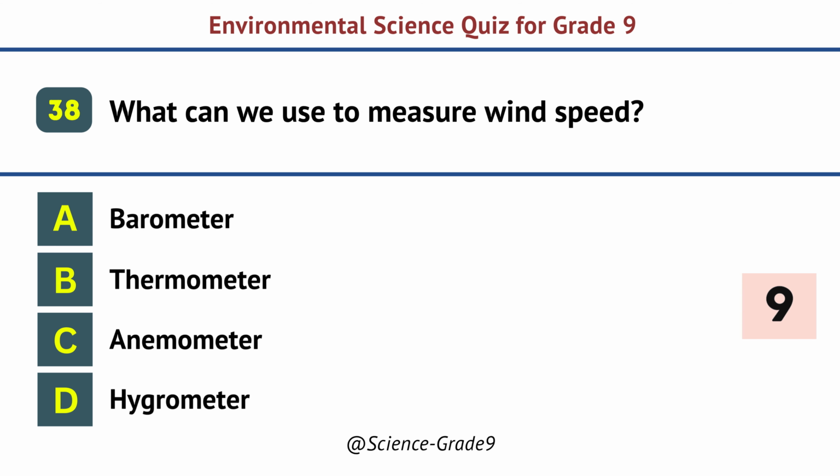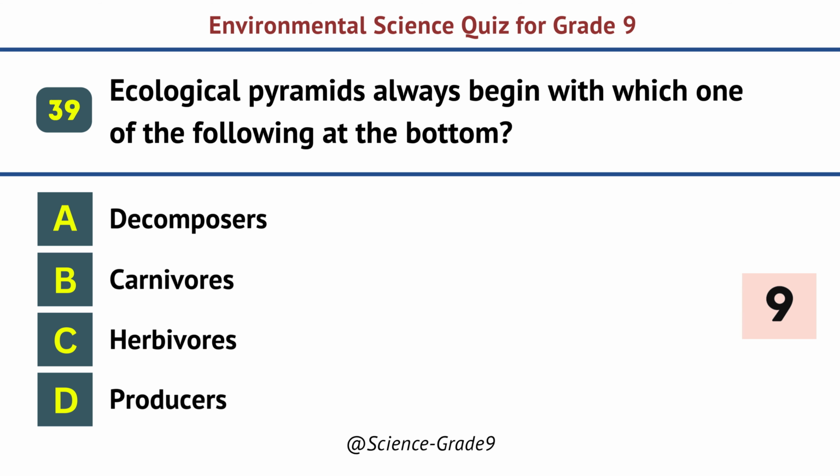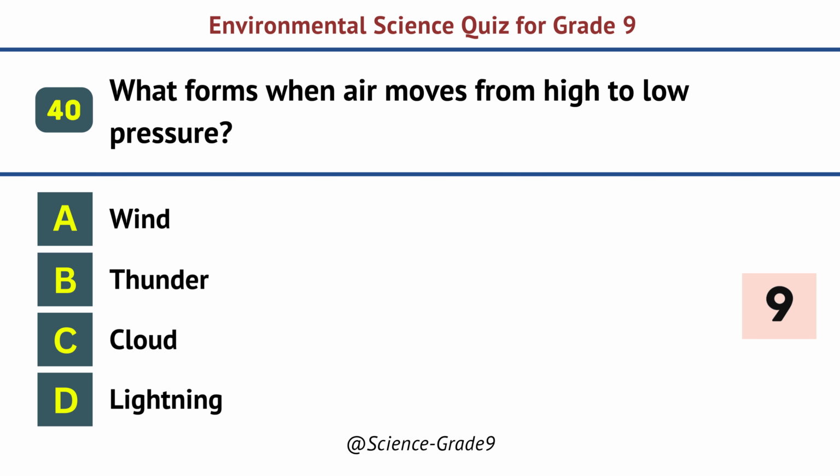What can we use to measure wind speed? Anemometer. Ecological pyramids always begin with which one of the following at the bottom? Producers. What forms when air moves from high to low pressure? Wind.